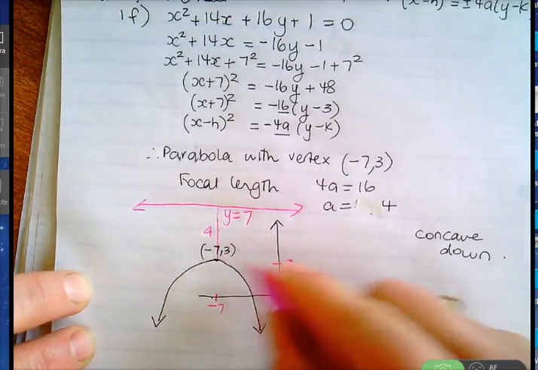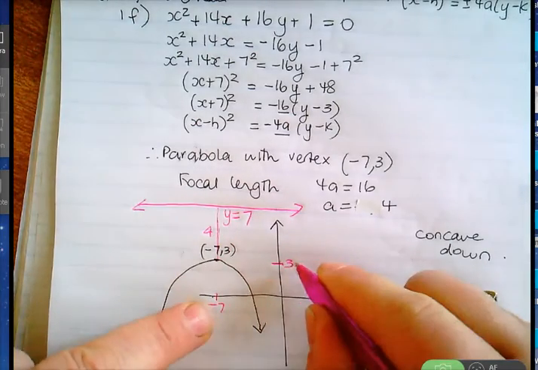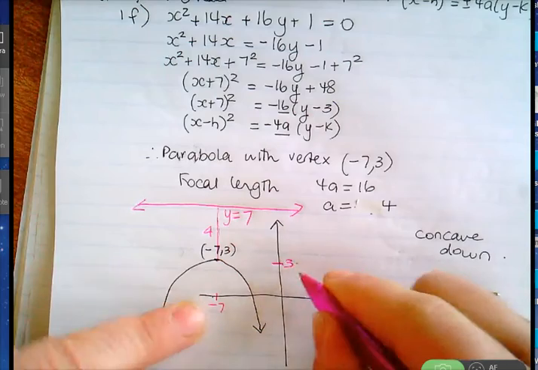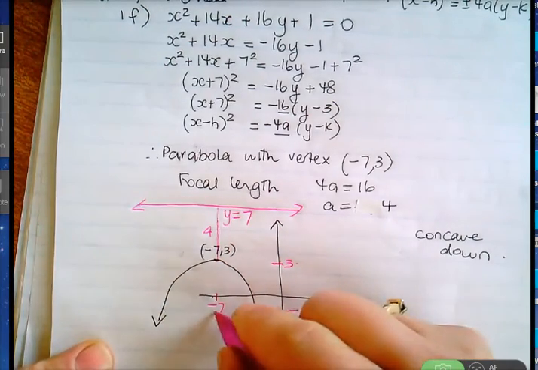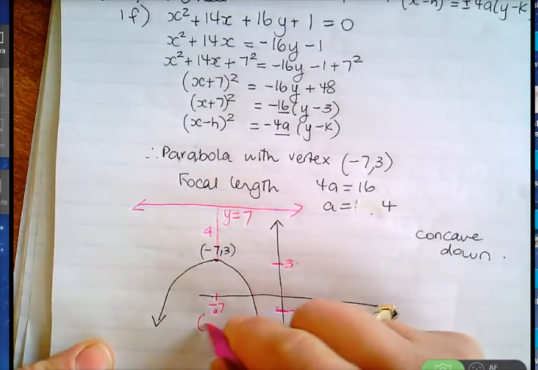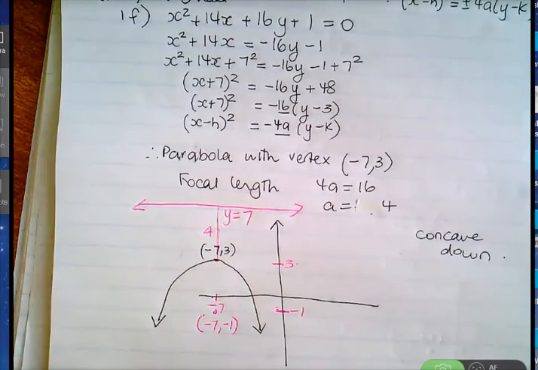Go down 4 units. See, I would put the x and the y values on the axis to help you. Go down 4 units from 3, and what do you get? -1. So therefore the focus is -7 across, -1 down.